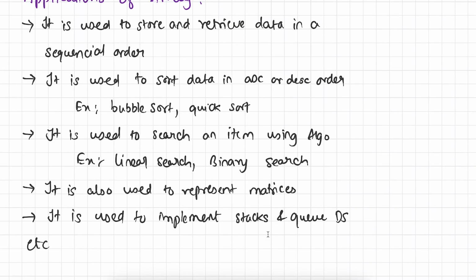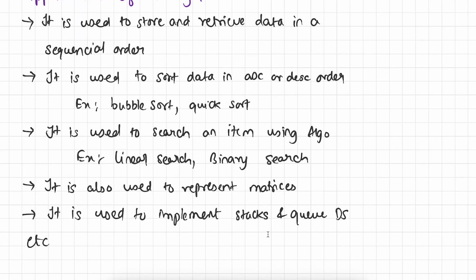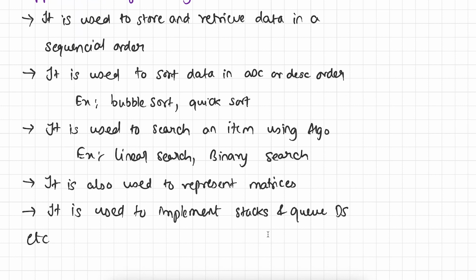So matrices is one other application, right? Matrices are a two-dimensional data structure, and array is a one-dimensional data structure. So to represent a matrix, we also use arrays only. And now, last but not the least, all the complex data structures like stacks and queues internally use array data structure for their implementation.